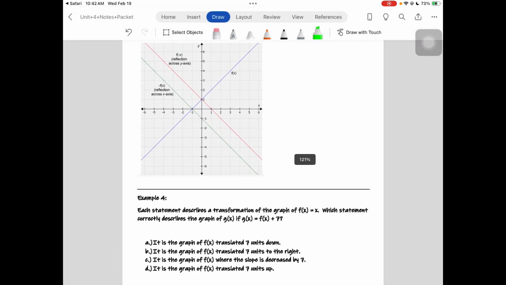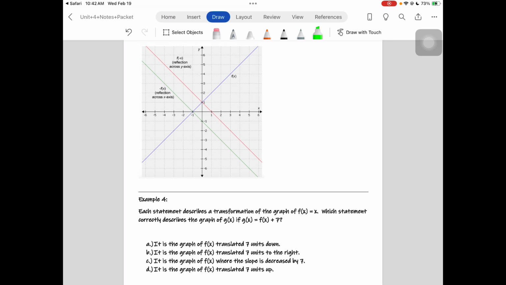All right, looking at reflections. Reflections is where you're taking the opposite of the whole function, which means you will reflect across the x-axis. Or if you reflect within the parentheses with an x value, it's going to reflect across the y-axis.